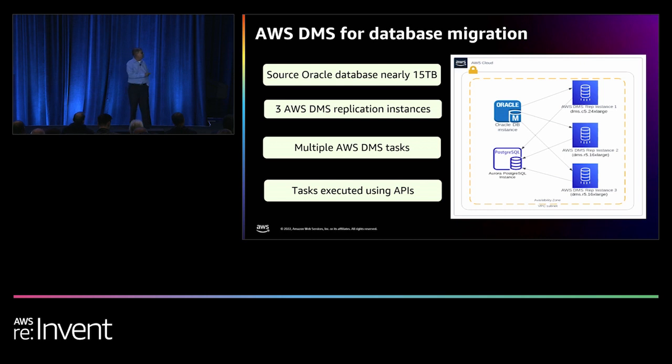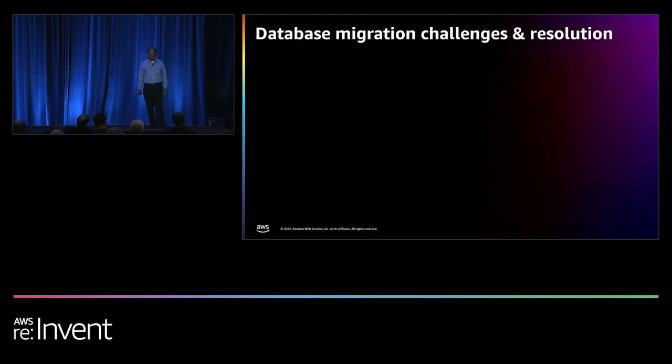So what we did, we built 3 DMS instances, and then we also split the tasks and mapped the tasks for each one of the instances. We also created the tasks using the API. We scripted that so that we could launch all the tasks in parallel across the 3 DMS replication instances. We still had DMS challenges.